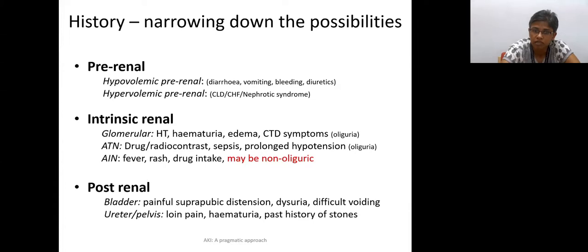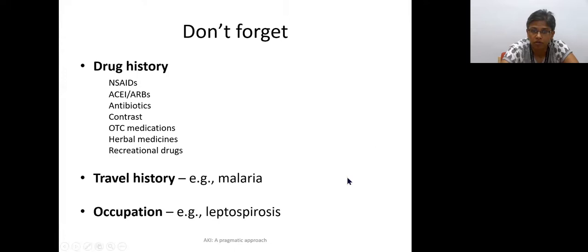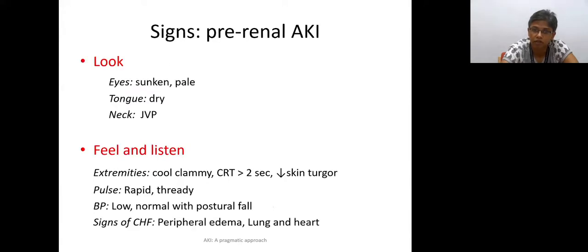Post-renal patients usually present either with a suprapubic distension or difficulty in voiding. And if the obstruction is higher up, they may present with loin pain and or hematuria. Never forget to take a proper drug history. This is especially important in our country because medicines are so easily available over the counter. So you must take a complete drug history and take a travel history, because many infections are related to the travel history, and infections like leptospirosis may be linked to a patient's occupation. So take an occupation history.